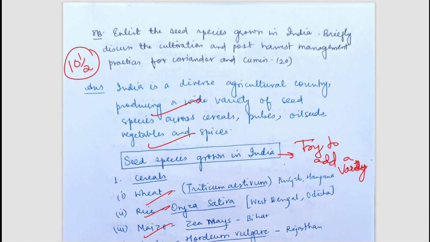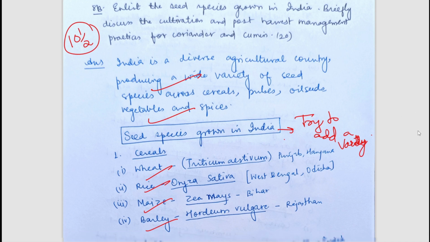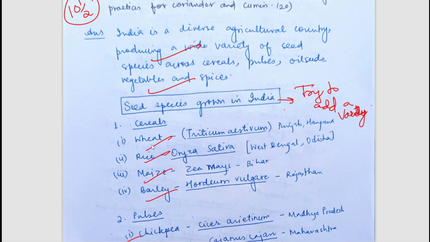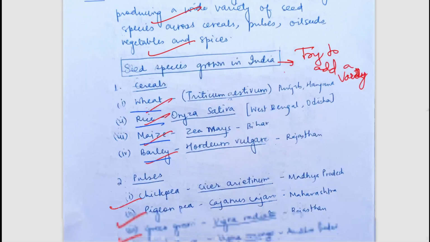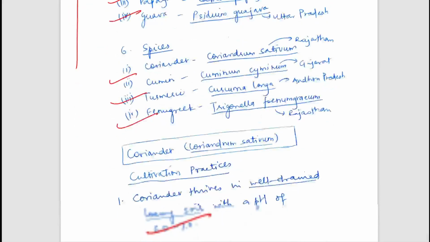The next question is, enlist the seed species grown in India. Briefly discuss the cultivation and post-harvest management practices for coriander and cumin. So there are various seed species. Obviously, for all crops we have seed species which we grow in India. So what happens when we are writing about the crops? You can simply add a variety of seed which would be more beneficial. So you can simply pause and write, pause and read.